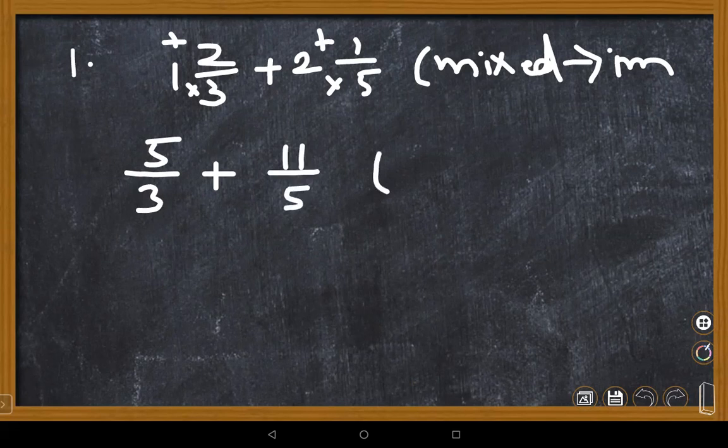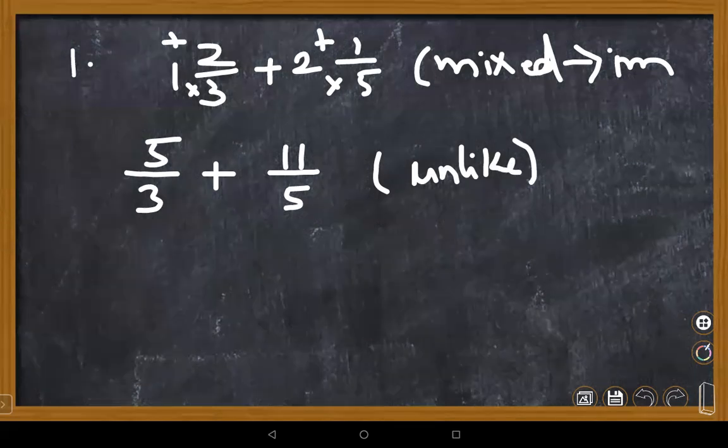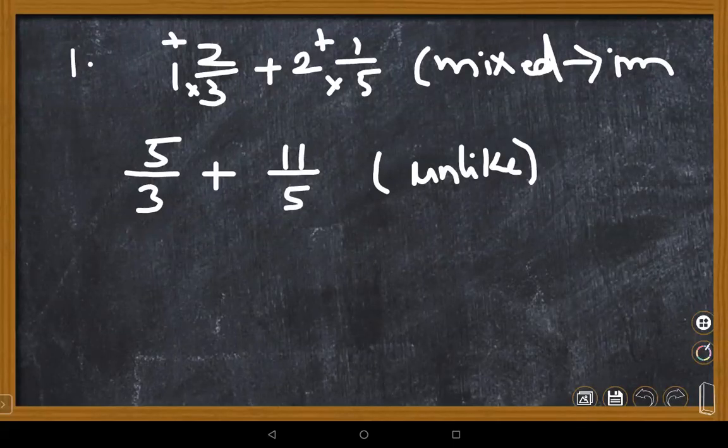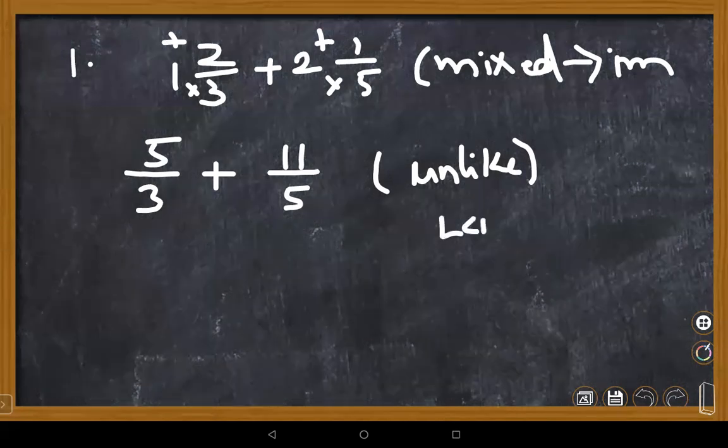So these are improper fractions, and they are unlike. We can't do operations on unlike fractions, so you need to convert unlike into like fractions by finding the LCM of the denominators. What is the LCM of 3 and 5, Daksh? Ma'am, the LCM of 3 and 5 is 15. Very good. Why is it 15?